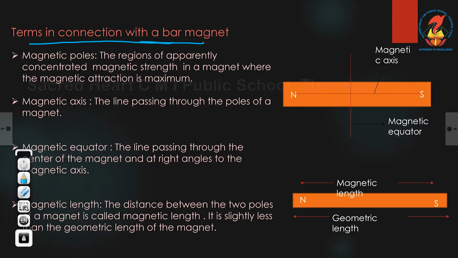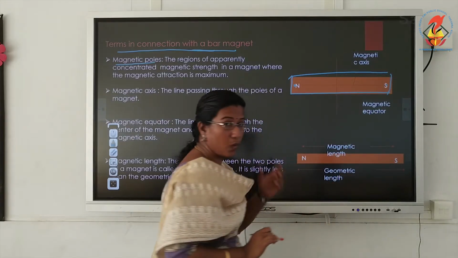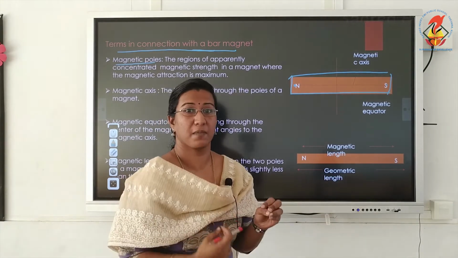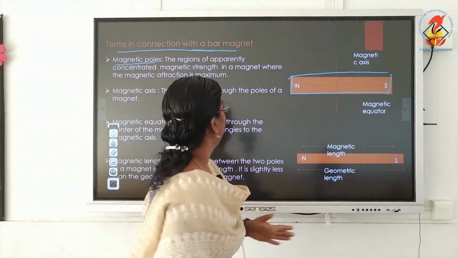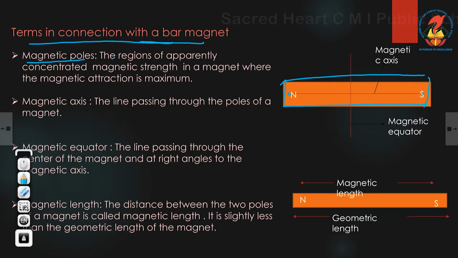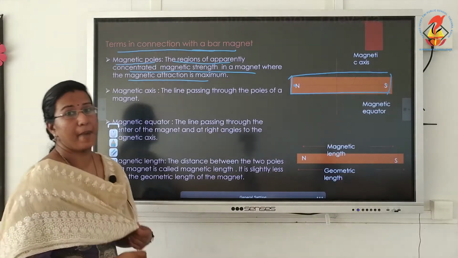Next, we are going to see the terms in connection with the bar magnet. Imagine you have a bar magnet. We are going to study certain terms related to the bar magnet, and the first one is the magnetic poles. Magnetic pole means the north pole and the south pole. It is the region where the maximum strength or maximum field of the magnet can be found. Magnetic poles are the regions of apparently concentrated magnetic strength in a magnet where the magnetic attraction is maximum.